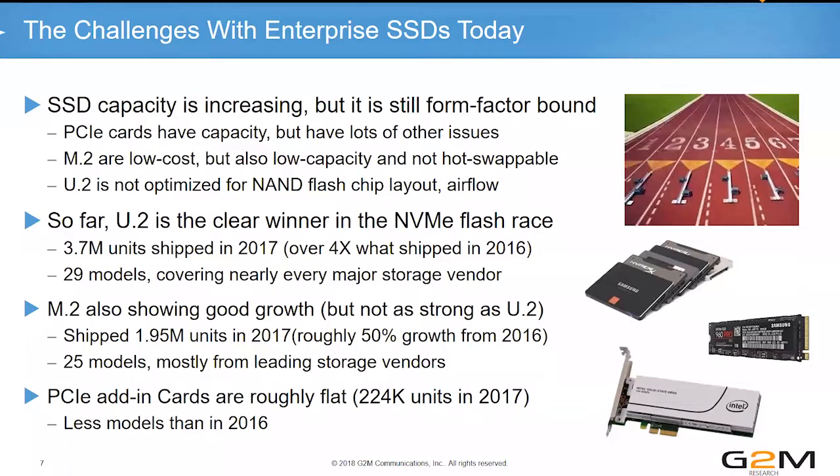As of the last G2M Research report, there are 29 different models of U.2 drives, and we'll be coming out with another report in December, so we'll update those numbers. And they're coming from every major storage vendor that's out there. M.2 is also showing good growth. It grew about 50%, up to nearly 2 million units last year. There are 25 models there, mostly from leading storage vendors, Samsung obviously being one, Intel being another. There's a variety of people making these.